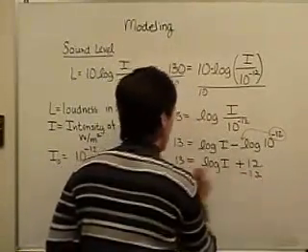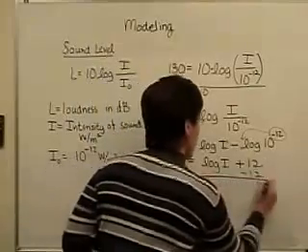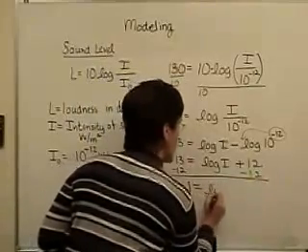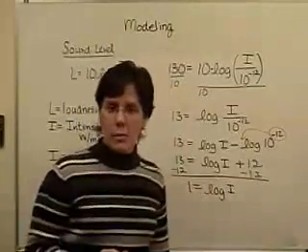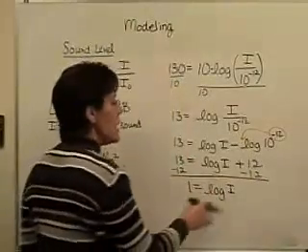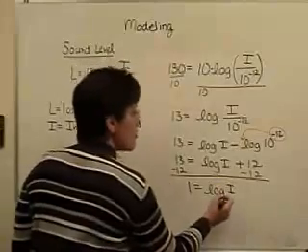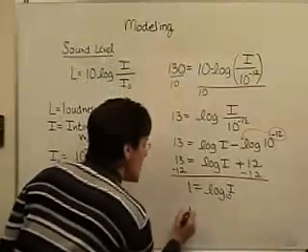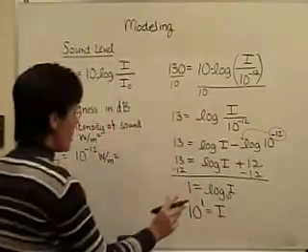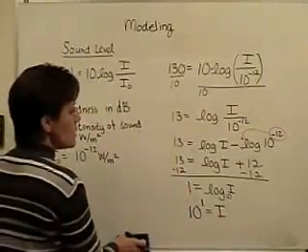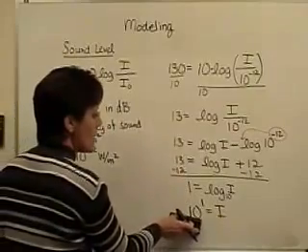I'll subtract 12 from both sides, and I'll get 1 equals the log of I. And finally, I'm ready to solve this logarithmic equation, which we learned to do in the last section. And I do that by putting this in exponential form, so my base is understood to be 10. So I have 10 to the first power equals I. I'm all done. I would really like you to put the units on that. 10 to the first is just 10.